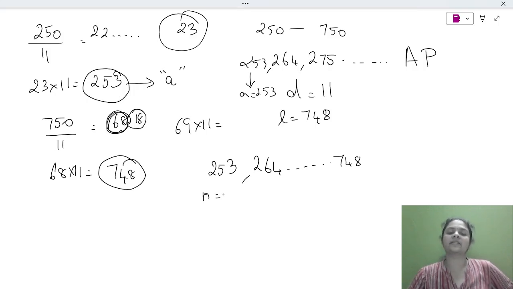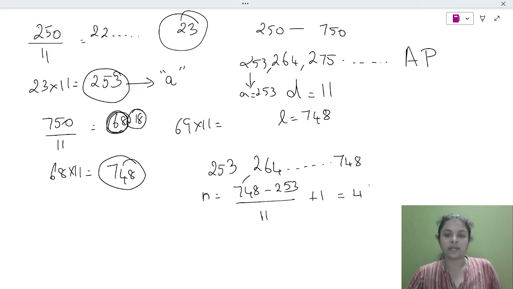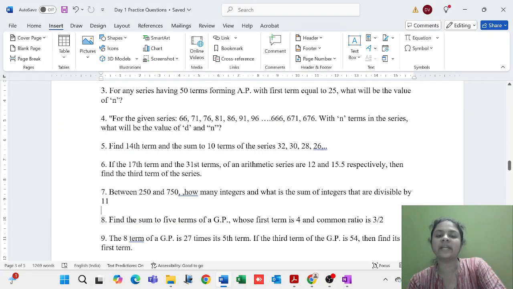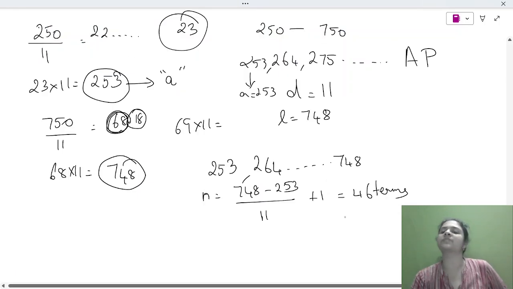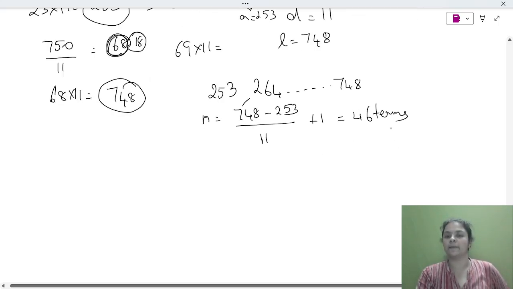Now n is equal to L minus A, 748 minus 253, divided by D, 11, plus 1. So 45 plus 1, 46 terms. So how many integers are divisible by 11? The answer is 46.